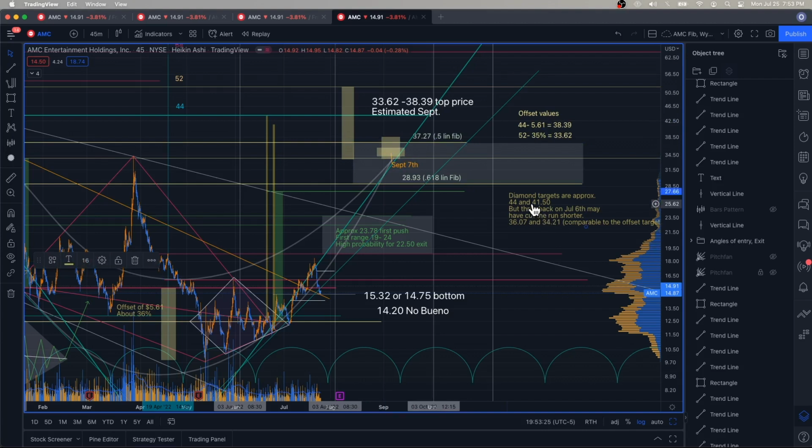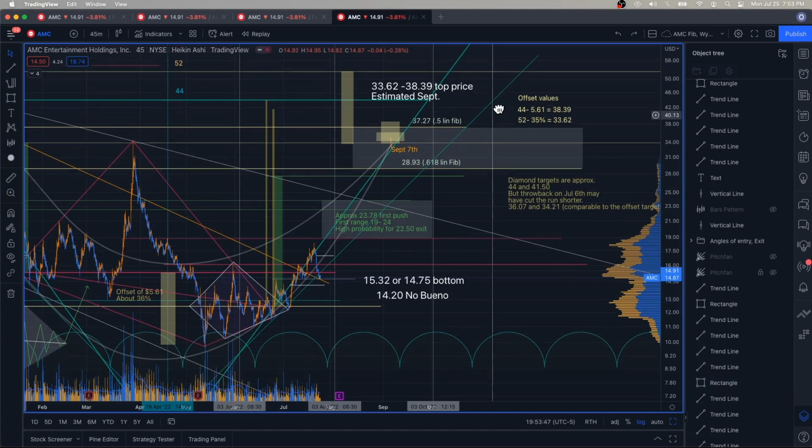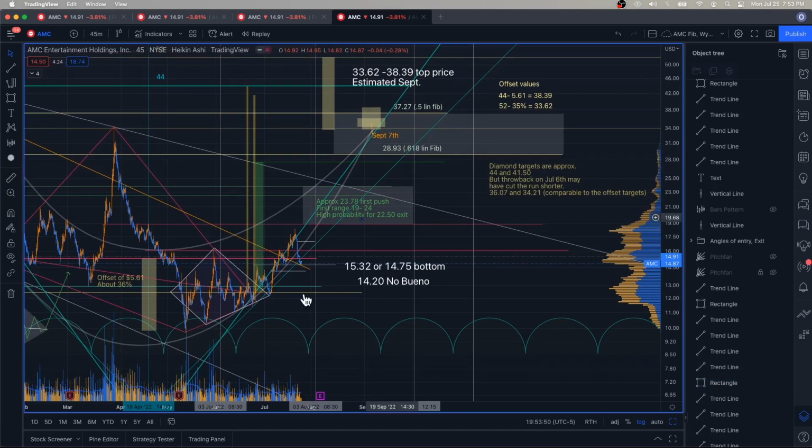I went back and I was like, all right, forget that. Let's just do diamond targets, and then we'll look at two possibilities, this diamond bottom target and then this diamond bottom target. One is right where the breakout happens. One is where the first throwback happens. And you've got 44 and 41.50. Let's say that you're just going to use that. You're not going to subtract anything from it, no offset values. But you use the percentage change from the second throwback.